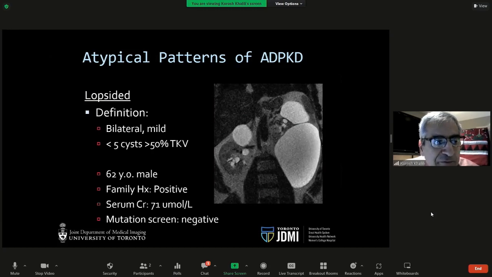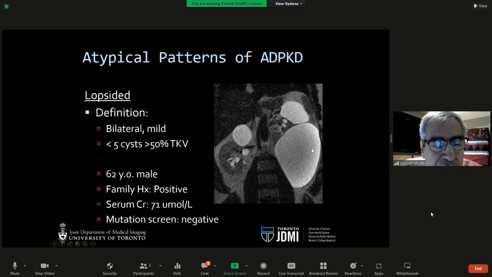There's also a lopsided pattern, and in this pattern, what we see is very large cysts, and these large cysts lead to large measurements of the kidney volume. But in fact, there are just a few large cysts, and these few large cysts will have the majority of the volume of the total kidney.